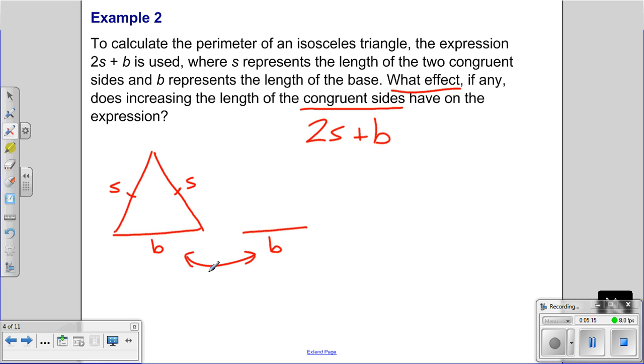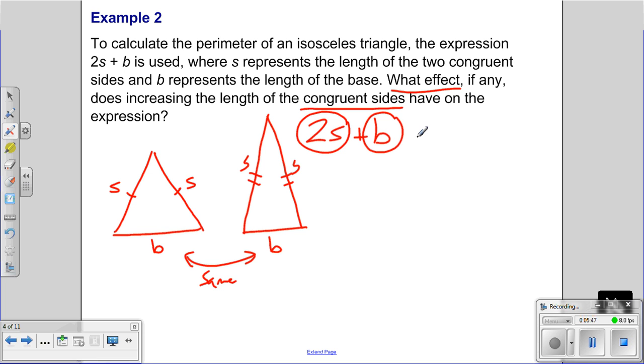So I'm going to just make a note here. It's the same. Let's say the s's got longer, so the triangle got taller here, and it's a new length. And that's the other thing about variables: the variable can change. So this is like a new s, and they get bigger. What effect does it have on the expression? Now notice, this is a term and this is a term. This has one factor in it, which is a variable. This has two factors in it, a coefficient and a variable. So how does the effect change?